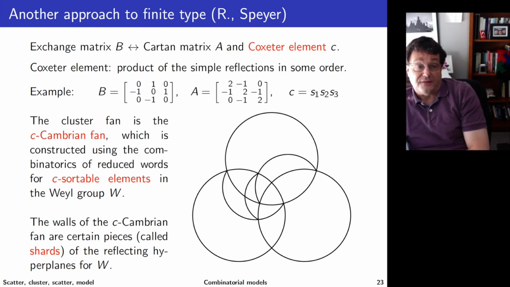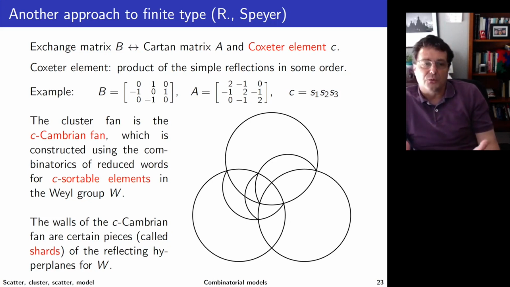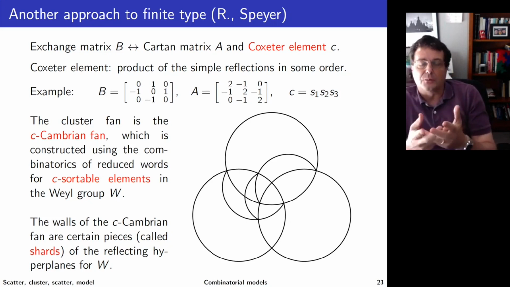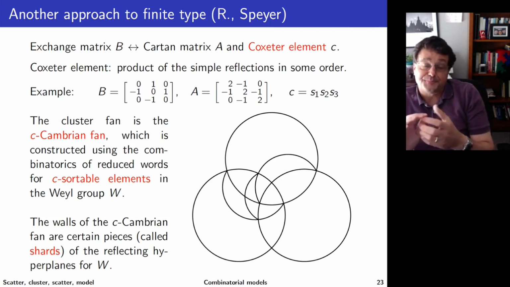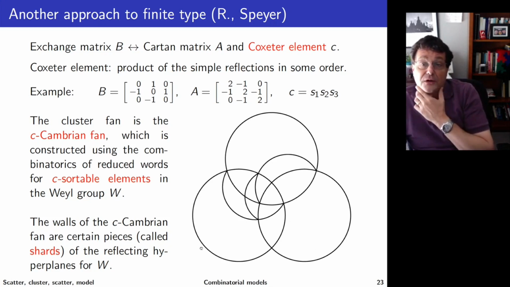So the cluster fan in this case is just what you could call the Cambrian fan. I will say c-Cambrian fan because it depends on this data, the sign information in B. And the way you construct that is you can do it with the combinatorics of reduced words. So there's this whole picture where you work with the weak order on a Coxeter group, playing with reduced words for elements in the Coxeter group and special reduced words. And you can end up building this Cambrian fan. The way you do it, you start with all the reflecting hyperplanes for this root system, for this Coxeter group, and you're taking pieces of them, and the Coxeter element tells you how to do that.